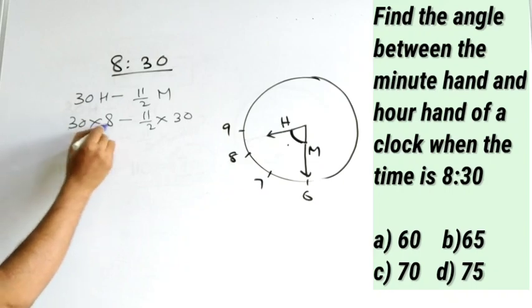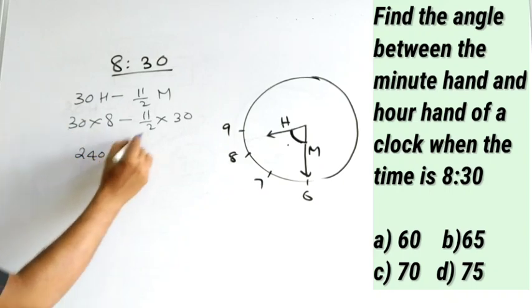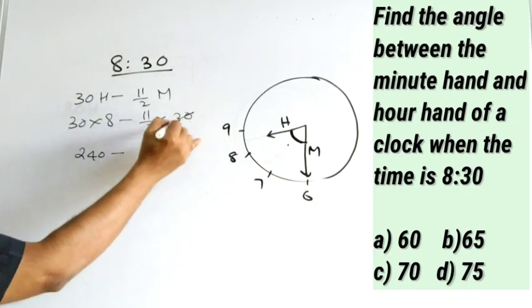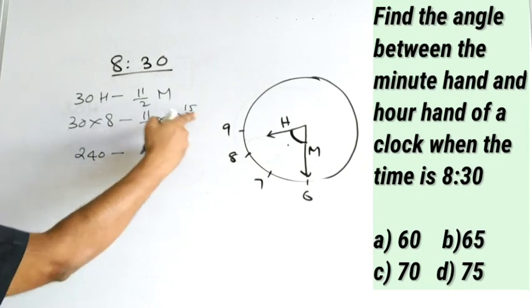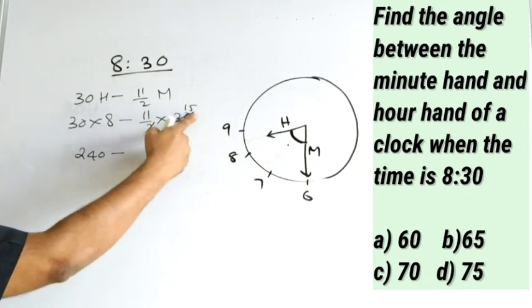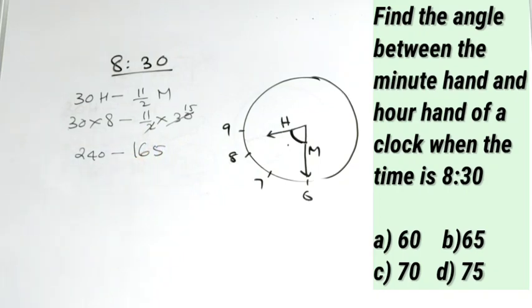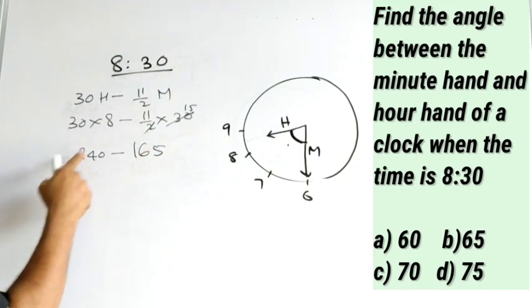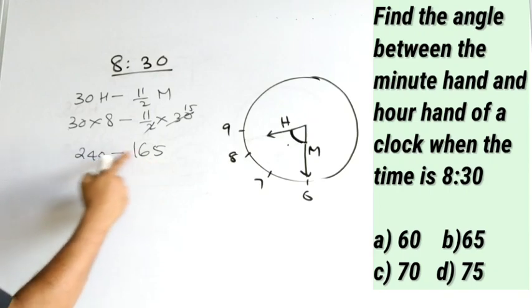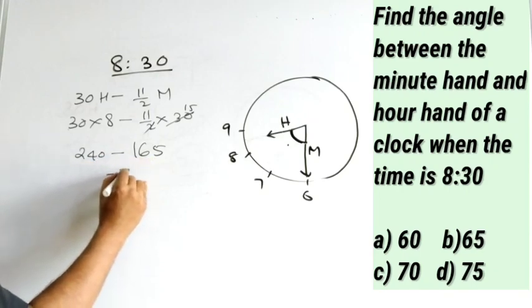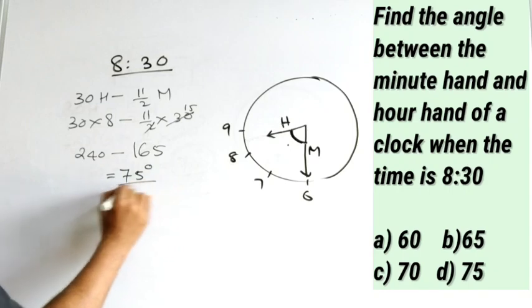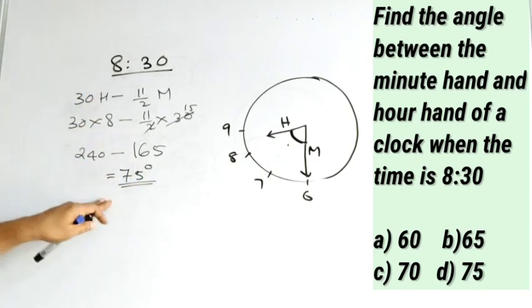So 30 into 8, 240, minus, you can cut this 15 times. So 15 into 11, 15 into 10, 150 plus 15, 165. Mental calculations. So now 240 minus 165 will be equal to 75 degree. With this method we got the answer 75.